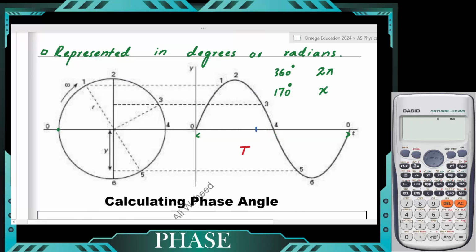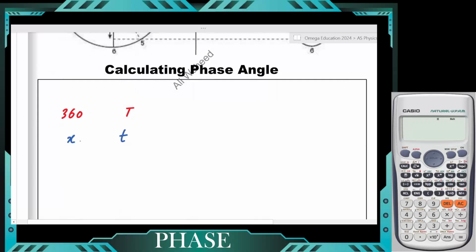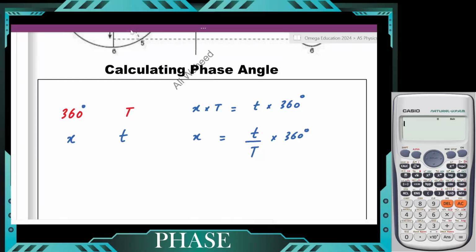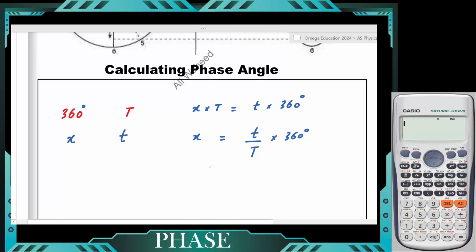It could be here, here, or anywhere. But wherever this point small t is, you just write down the value of it. And for that time, for the particle which is there at that time, the phase would be x. And then you cross multiply. You say x into T equals t times 360, and x equals t divided by capital T times 360 degrees. And what is x representing? x is representing the phase of the particle at that time.